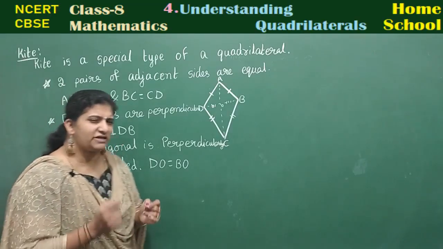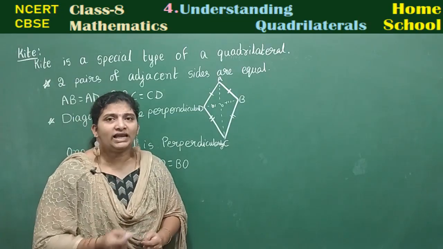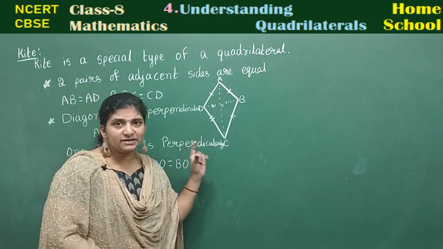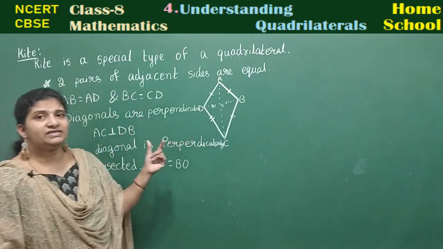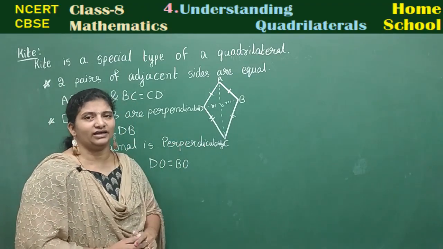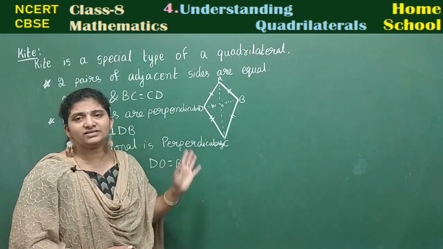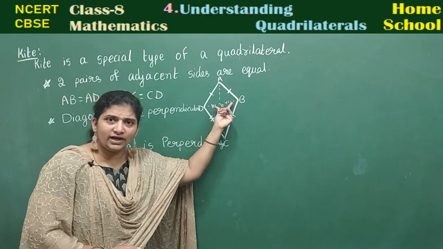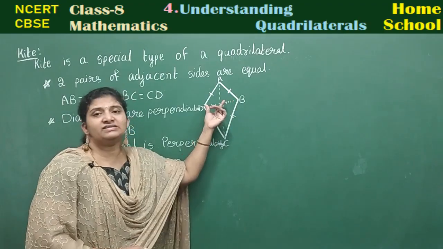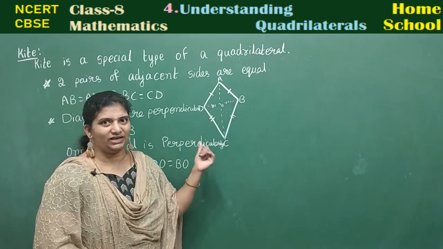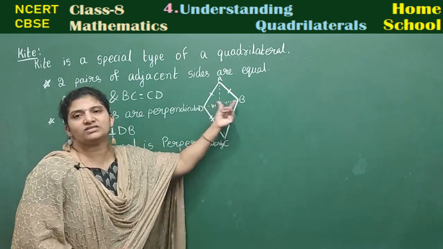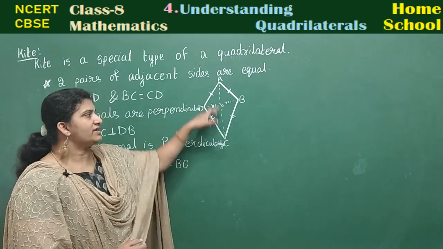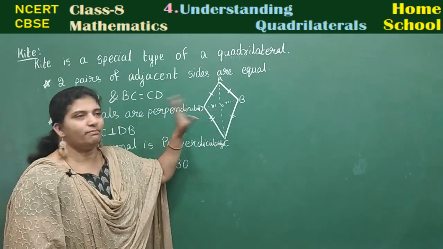And it has a special property that is there only for a kite. What is that property? When diagonals are perpendicular, it is bisecting only one diagonal and the other diagonal is not bisected. Bisecting means only one of the diagonals is bisected. It bisects one of the diagonals equally. That means DO is equal to OB. Only one diagonal is bisected, whereas the other diagonal is not bisected.